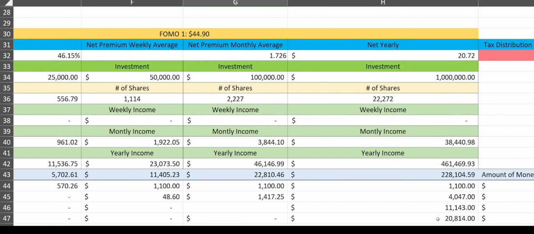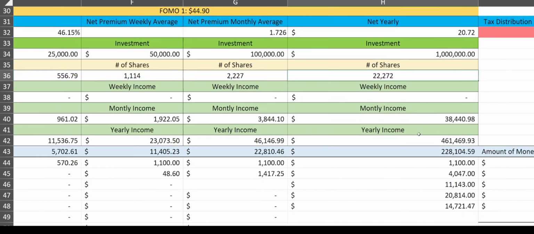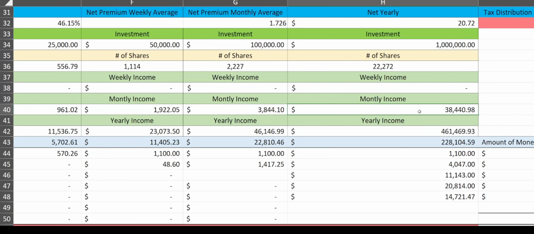Lastly, the fun part, the $1 million investment. For that $1 million investment, you're going to own 22,272 shares. That monthly income is going to be $38,440.98. Over a year period, that's going to be $461,469.93.